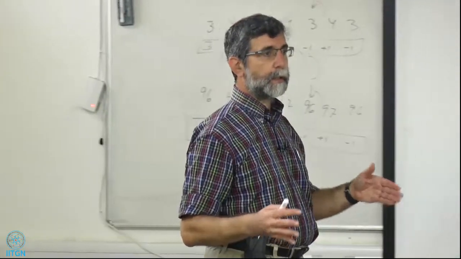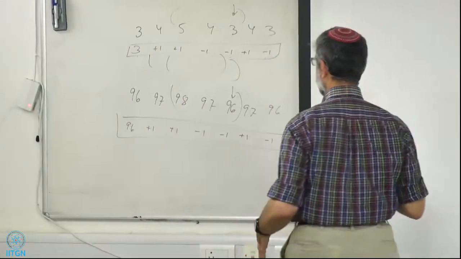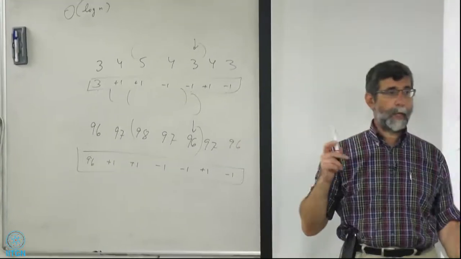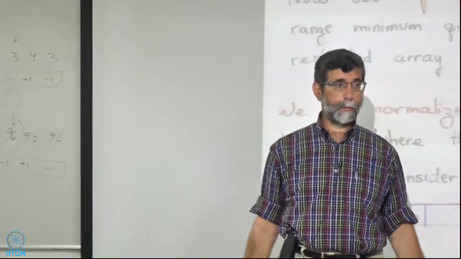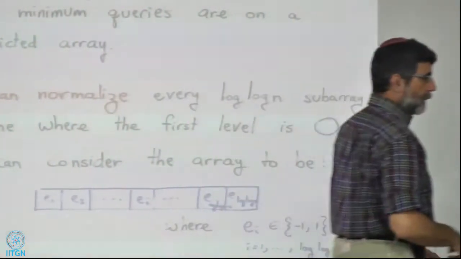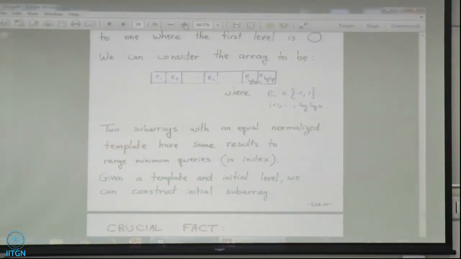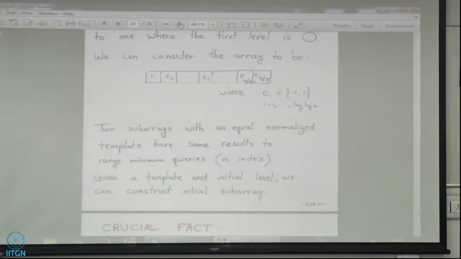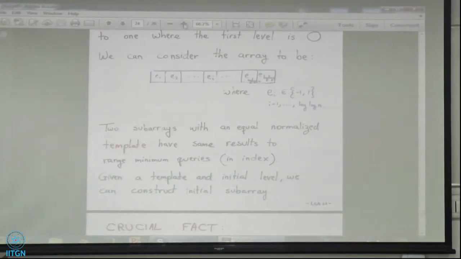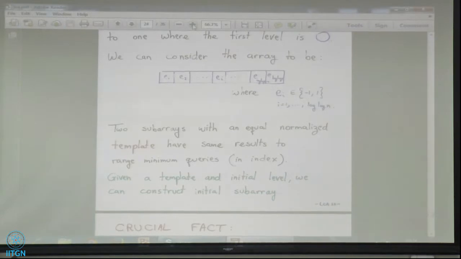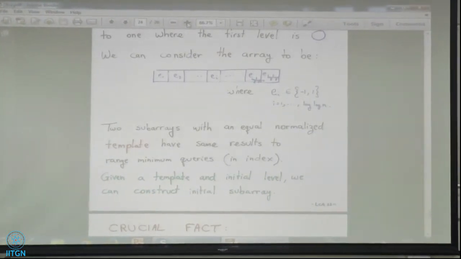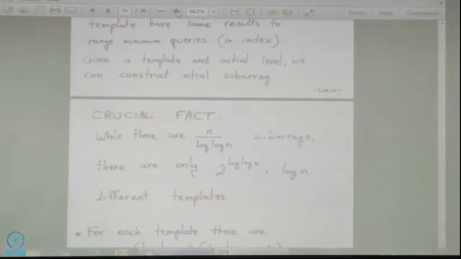Because you're not doing the range minima relative to other locations now. Relative to other locations, we already know how to do it. But we're doing the range minimum within this little subarray. So the range minimum in this subarray is exactly the same index for both of them. What does it mean? It means, and this is like an epiphany, that two subarrays with an equal normalized template have the same results in range minimum queries as far as the index is concerned. So given a template and an initial level, we can construct the initial subarray. All of that is good.